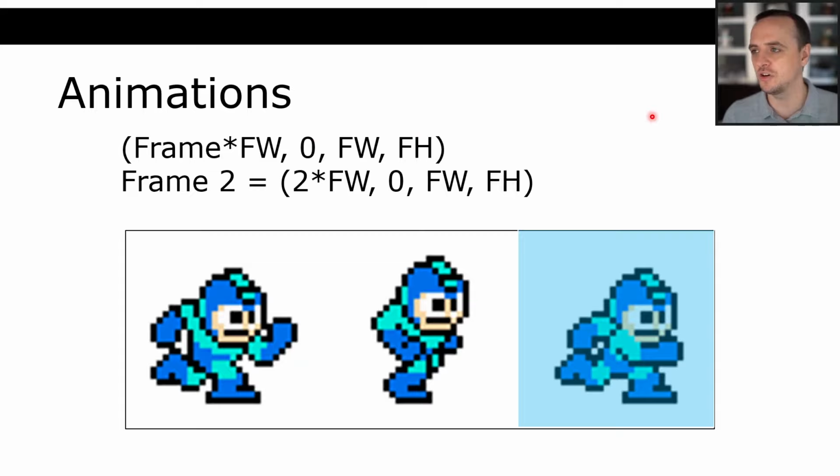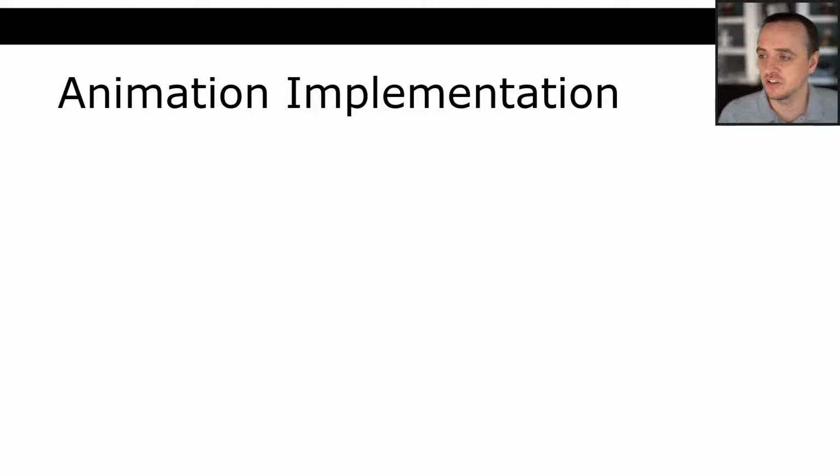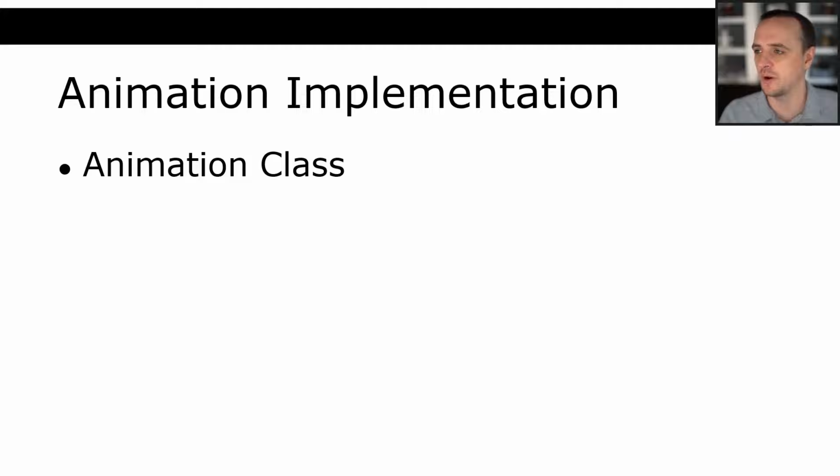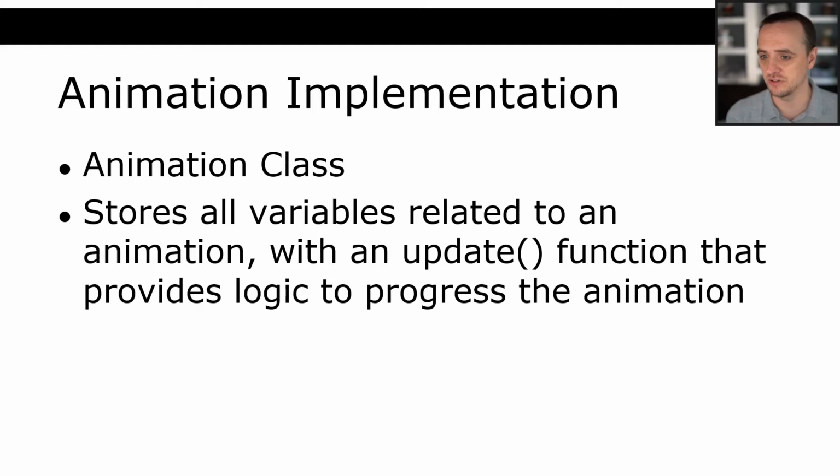How are we going to actually implement this? Well, we're going to have an animation class, and this animation class is just going to handle that bookkeeping for us. And I've gotten comments in the past that this goes a little bit against our sort of pure ECS. So the way we are going to implement this is we're going to have all of our variables related to animation inside an animation class, and then an update function that provides the logic to progress the animation.